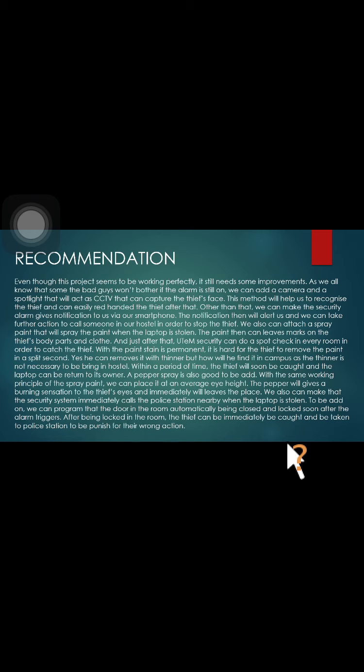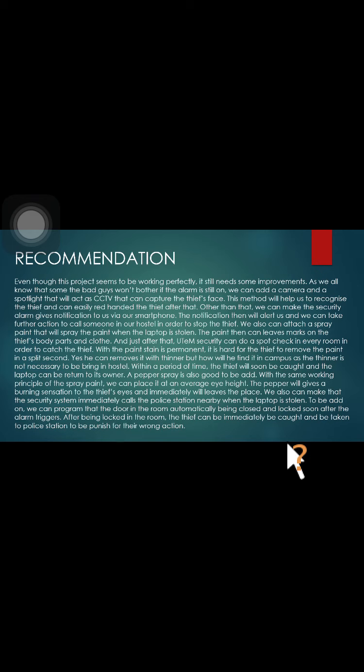Other than that, we can make the security alarm give notification to us via our smartphone. The notification will then alert us and we can take further action to call someone in our hostel in order to stop the thief. We also can attach a spray paint that will spray the paint when the laptop is stolen. The paint can then leave marks on the thief's body parts and clothes.